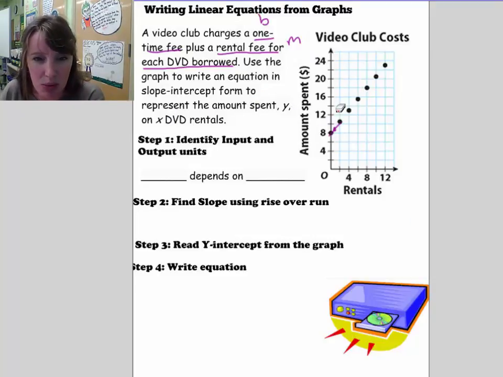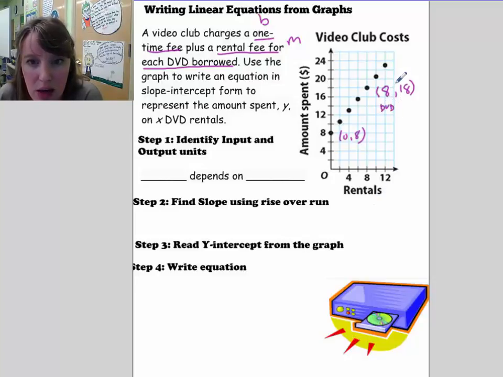So let's look at what's going on for the graph. We have this point right here, which is (0, 8). Let's choose another point that's on the intersection of two grid lines. This one looks pretty good. This is (8, 18). Let's make sense of these points. These are rentals, so 8 DVDs would be $18, and 0 DVDs would be $8.